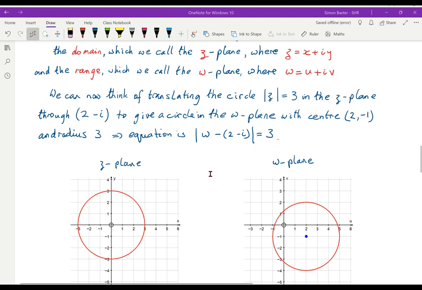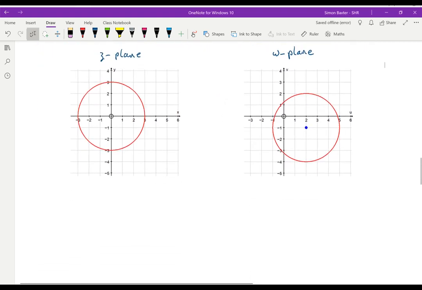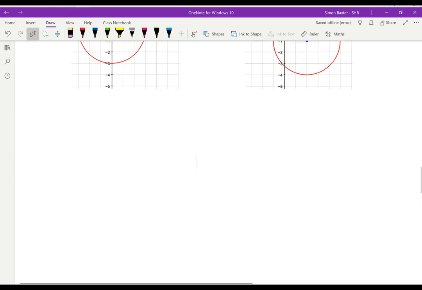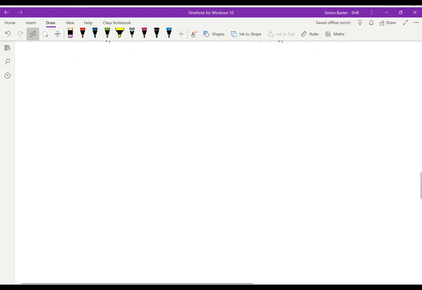I want to look at this algebraically. It's a very simple example, but the process that we're going to look at will work when we have something much more complicated. We're starting in the z-plane and we're translating through 2 minus i. So if I start with z and I translate through 2 minus i, then I have z plus 2 minus i. That's where z has gone if I've translated through 2 minus i. So this is w.